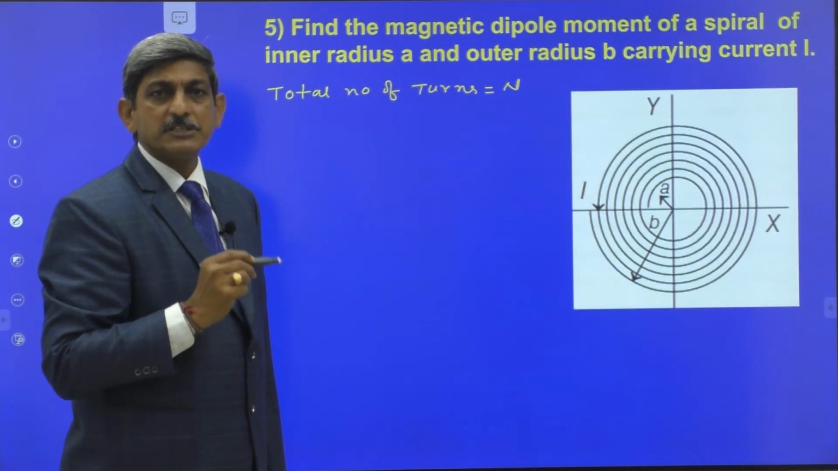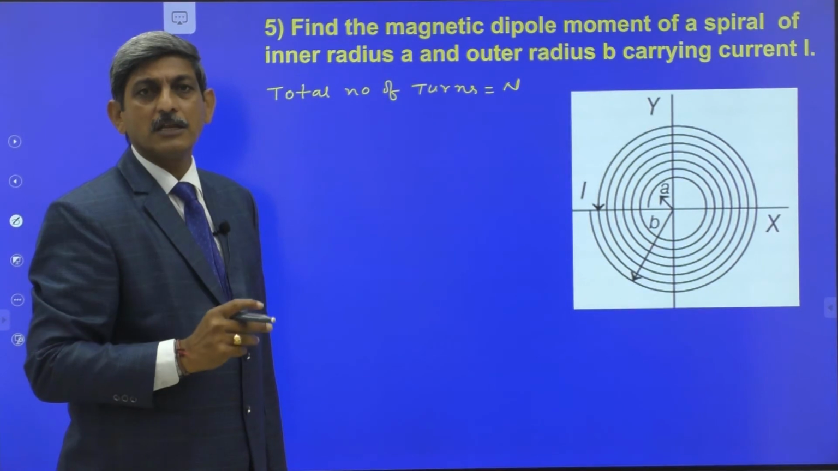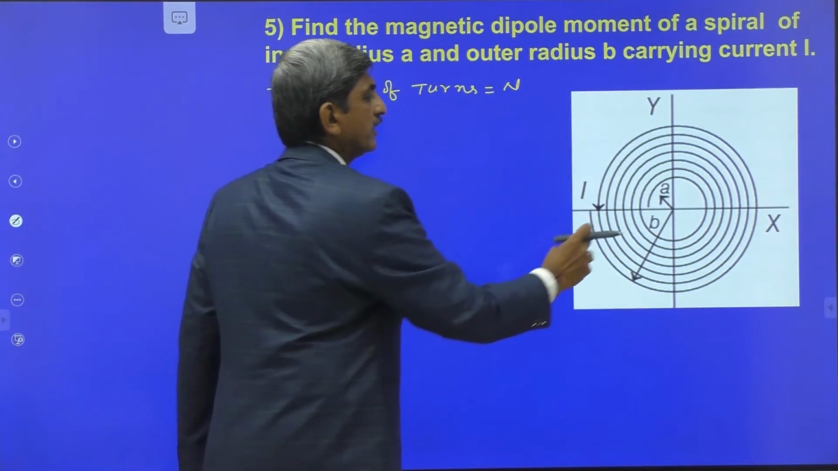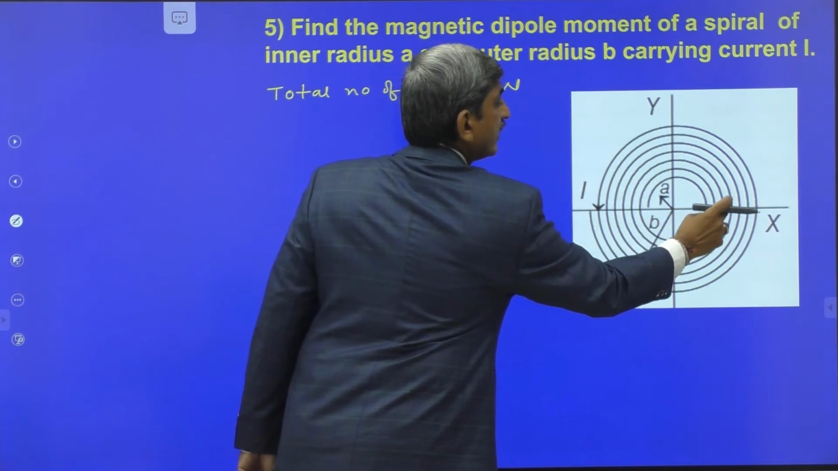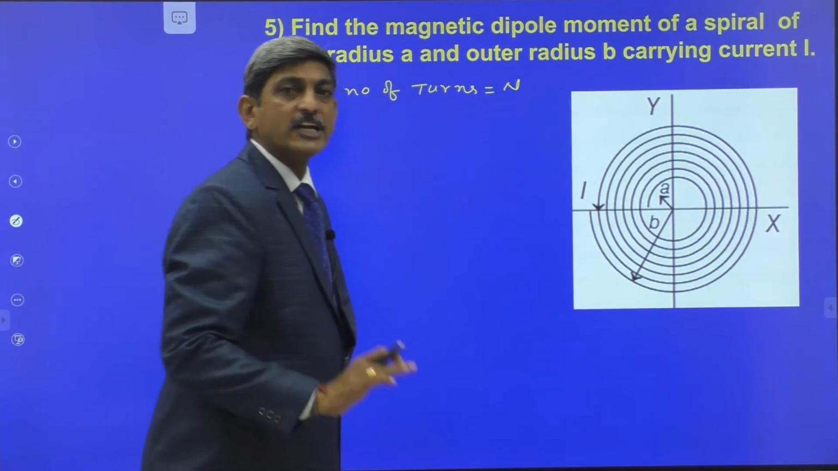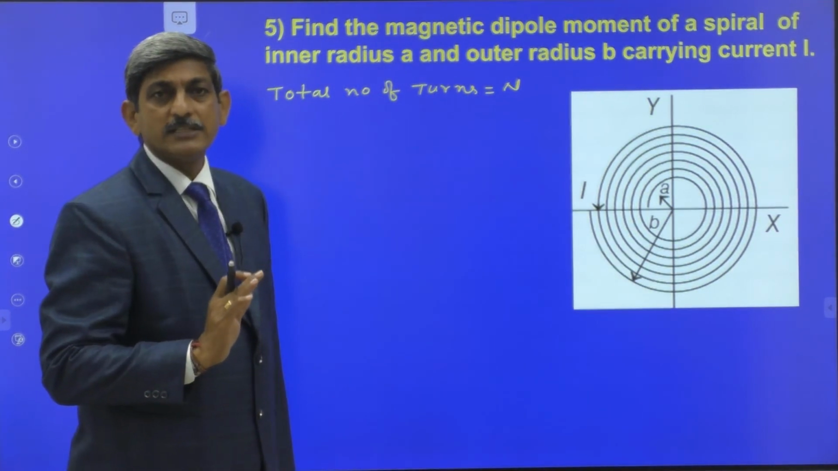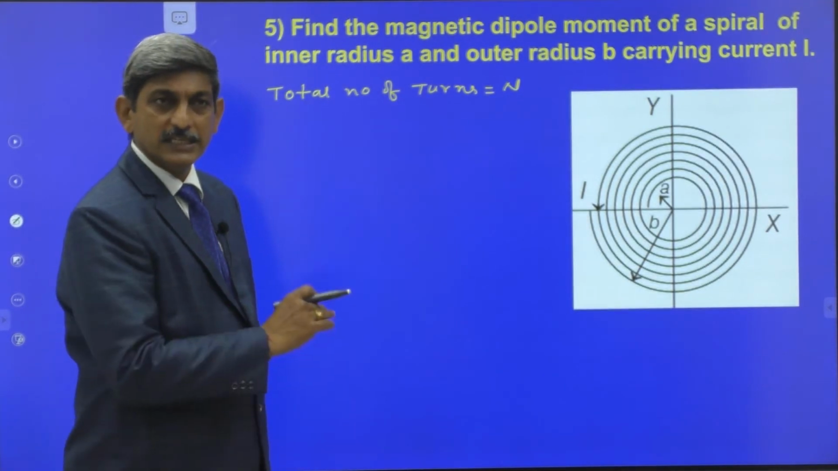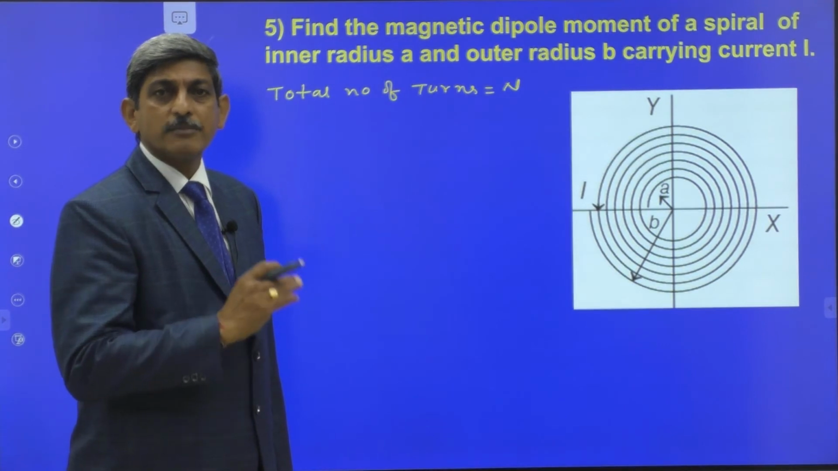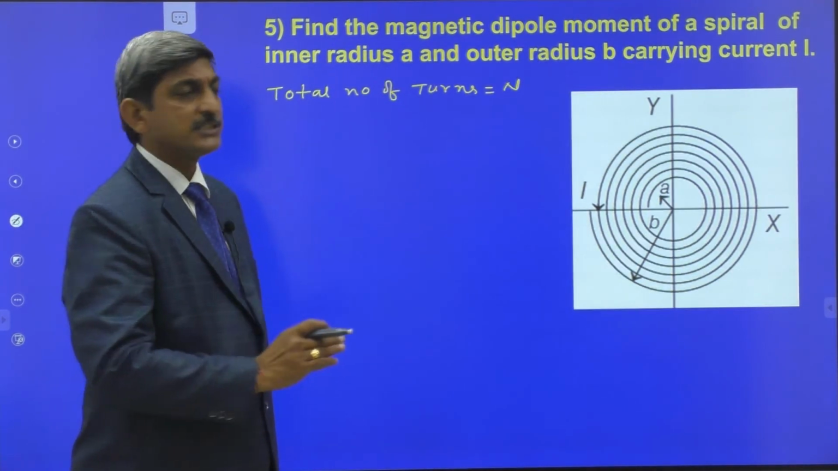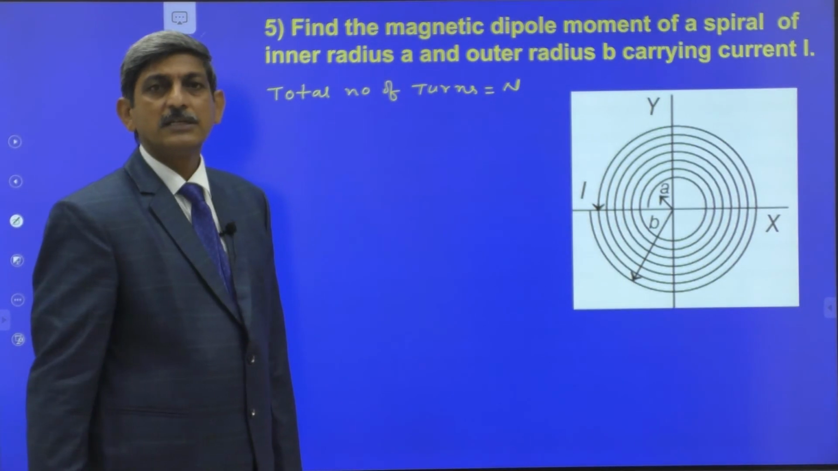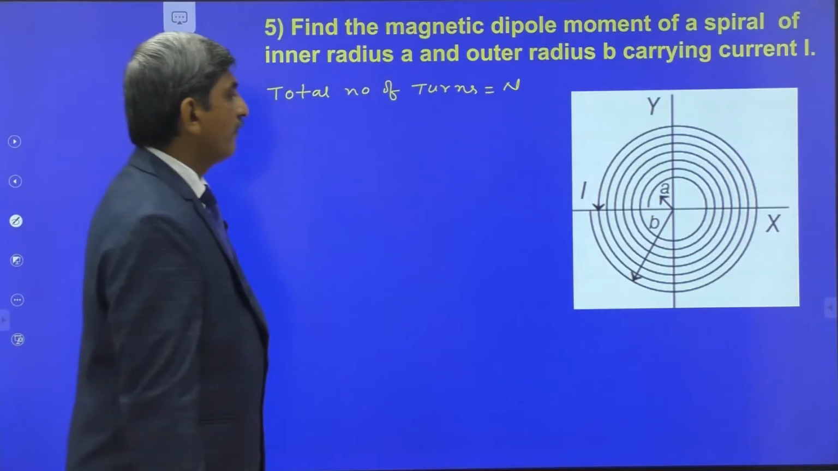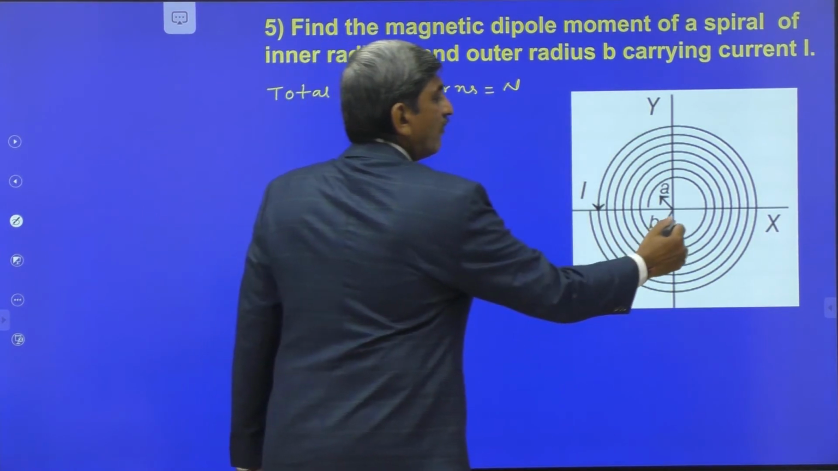Already we derived the equation for the dipole moment of a circular coil of radius R. Whereas in this spiral shape, different turns have different radii. That's why by using the normal method, we cannot determine the dipole moment of the spiral coil. In this case, I am going to adopt the concept of integration to determine the dipole moment of the given spiral shape coil.